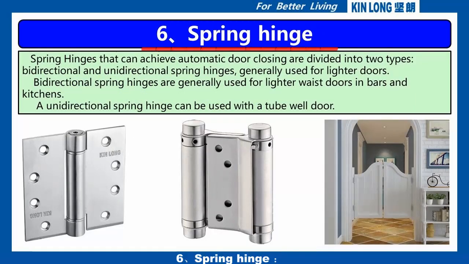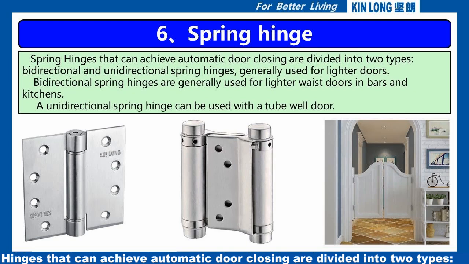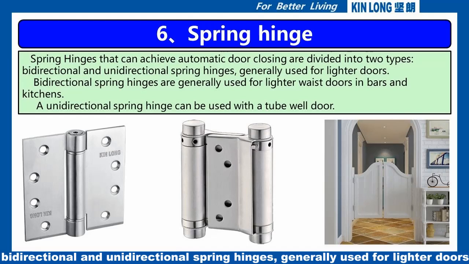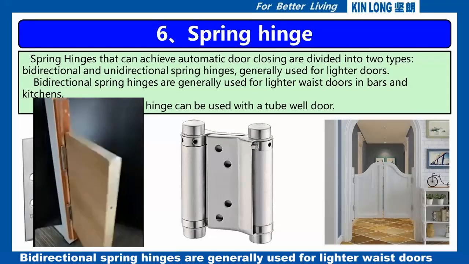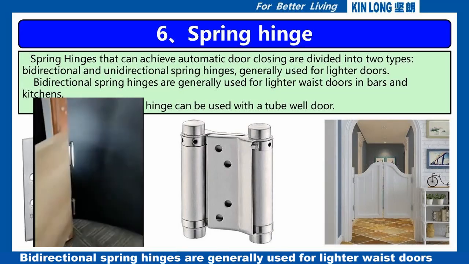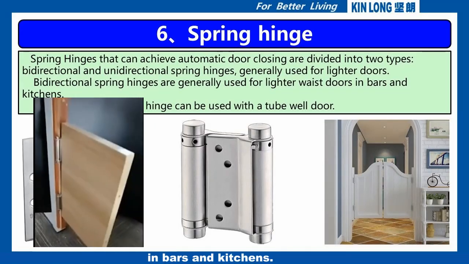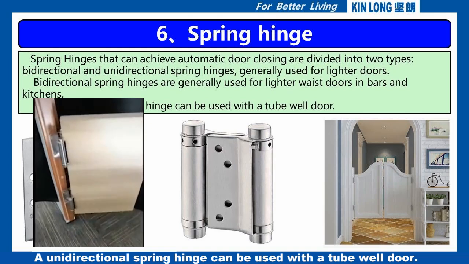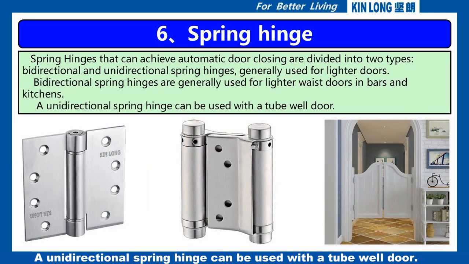6. Spring hinge. Hinges that can achieve automatic door closing are divided into 2 types, bidirectional and unidirectional spring hinges, generally used for lighter doors. Bidirectional spring hinges are generally used for lighter waist doors in bars and kitchens. A unidirectional spring hinge can be used with a tube well door.